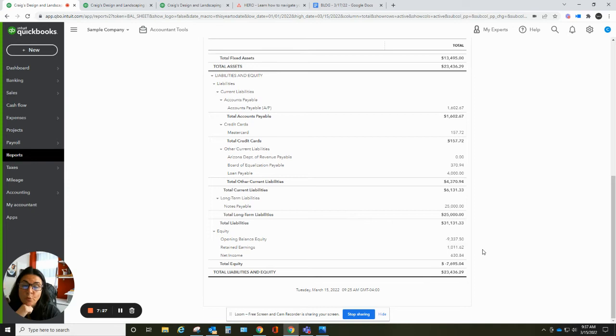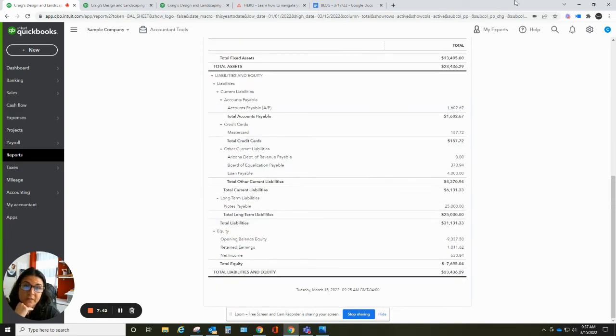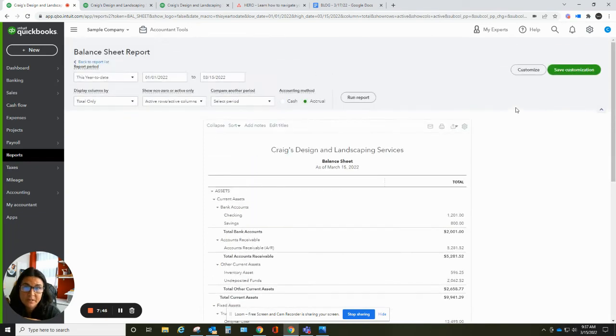Retained earnings comes right off his profit and loss. We'll get to that in a minute. That's just right over from net income. And net income would be the current net income. And then you get the total, which of course will always balance that. So how did the assets get paid for? By the activity happening in the liabilities.